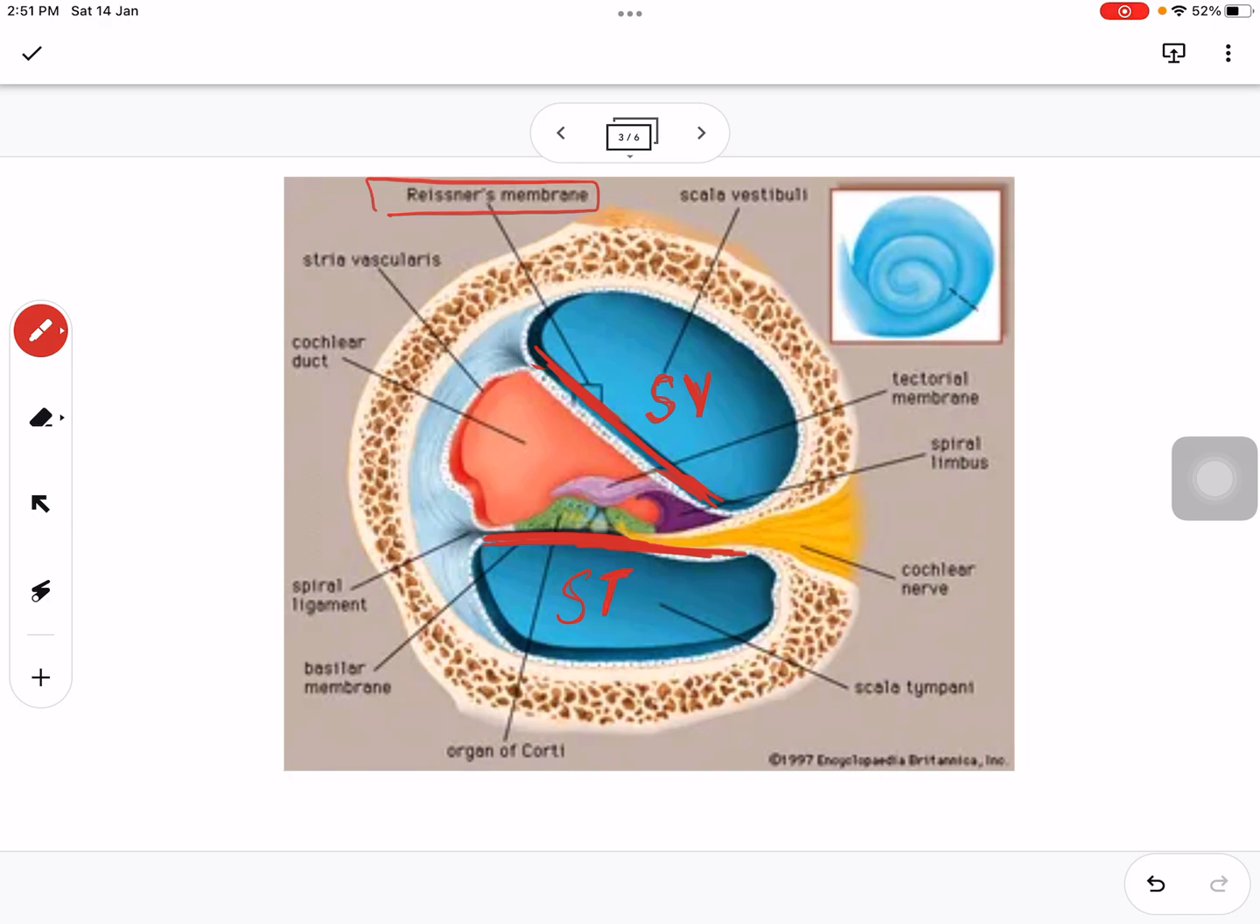right? Now, here on the basilar membrane, there are many hair cells, right? These hair cells are called organ of Corti. The apical part of these hair cells, they have stereocilia. They are your receptors, auditory receptors. They are going to touch a membrane that is called tectorial membrane, right? So, in the base you have the basilar membrane, on the top you have the tectorial membrane, right? And then we have the nerve that is cochlear nerve.